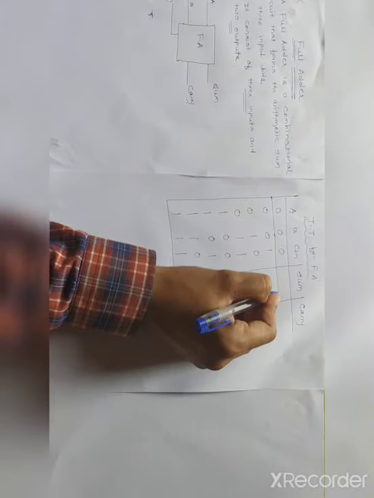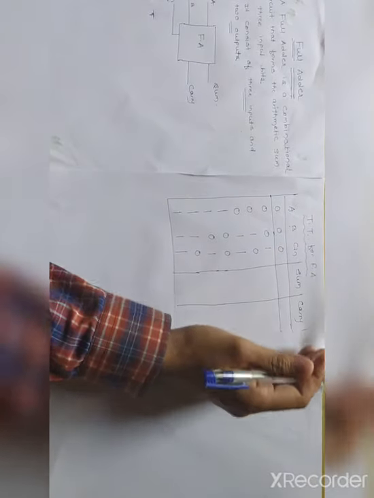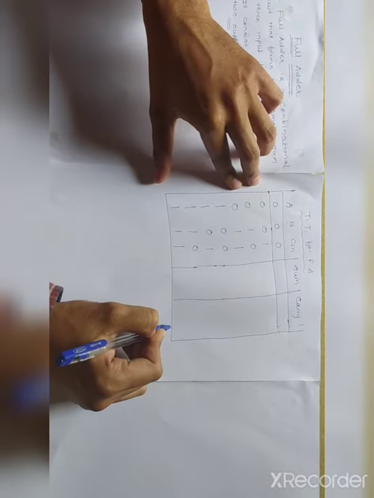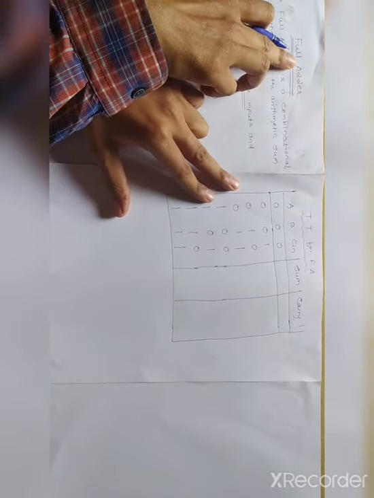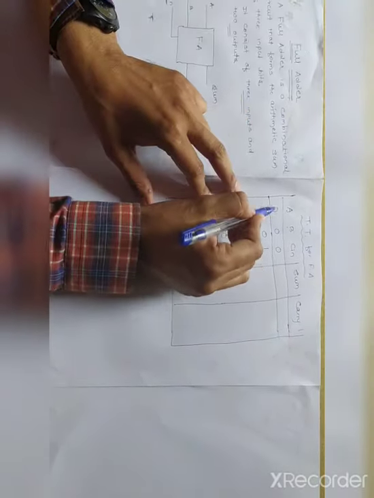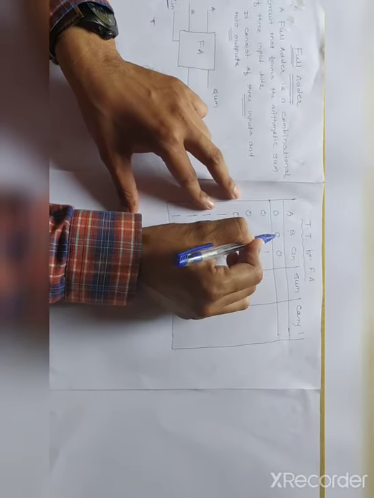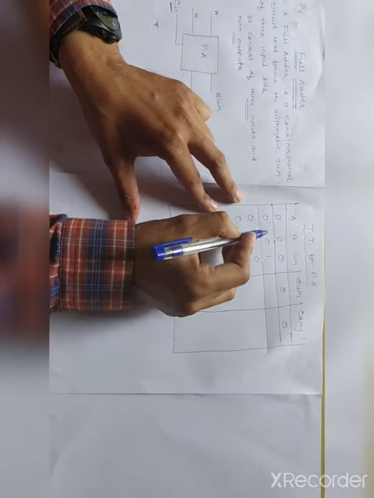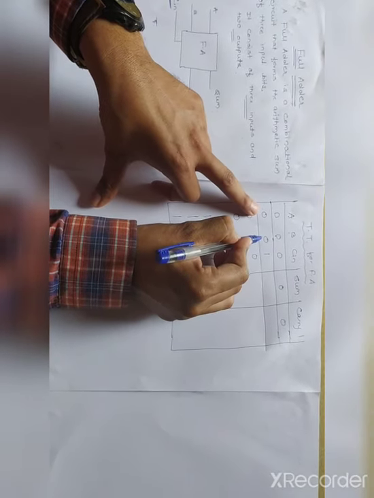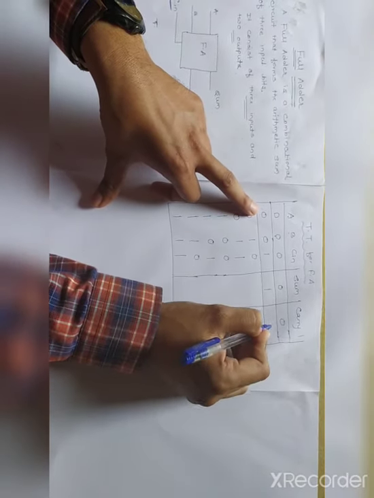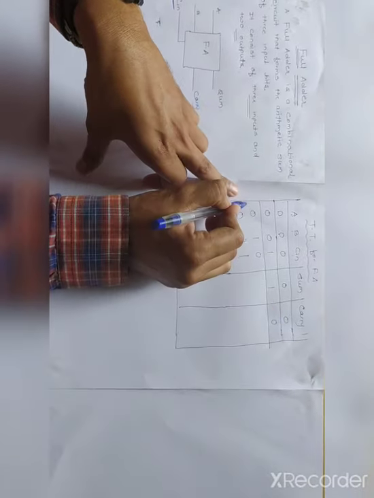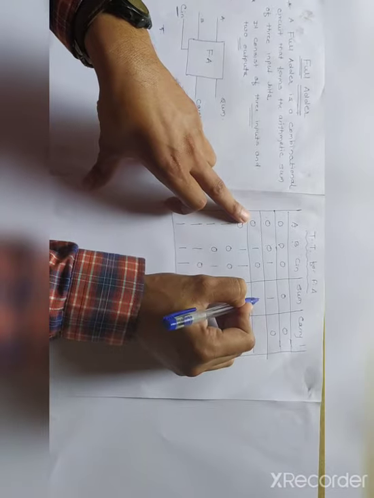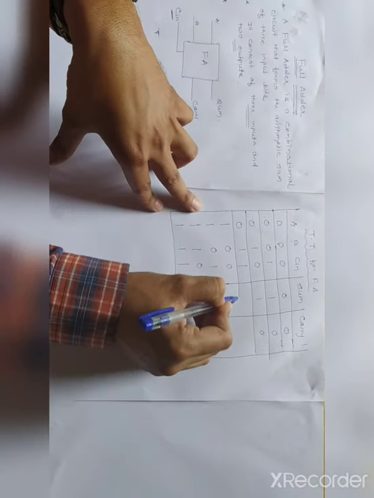You have to add these. You are performing the full adder, which means the addition of 3 bits. 0 plus 0 plus 0 is 0, carry is 0. Next, 0 plus 0 plus 1 is 1, carry is 0. Now 0 plus 1 plus 0 is 1, carry is 0 automatically.